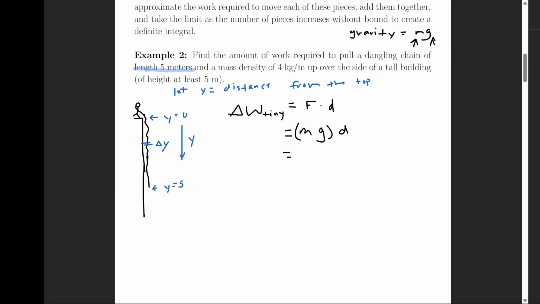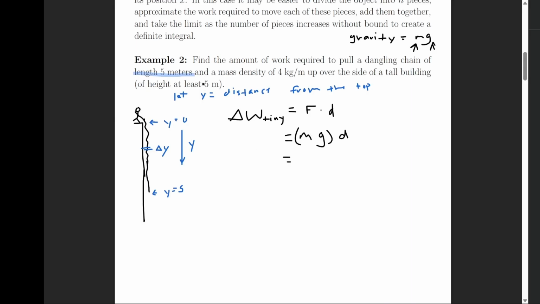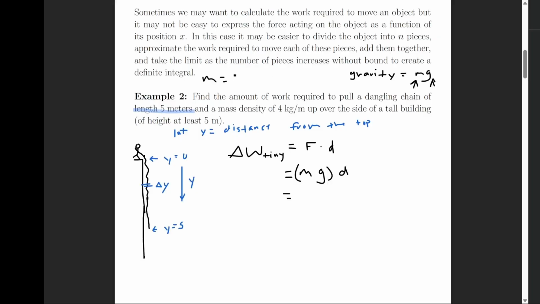So we're looking at m. Do we have an m? No, we don't. But how do we find m? M is density times length, and the symbol for density is rho. Rho times length. And as we said over here, the length of a slice is going to be delta y.